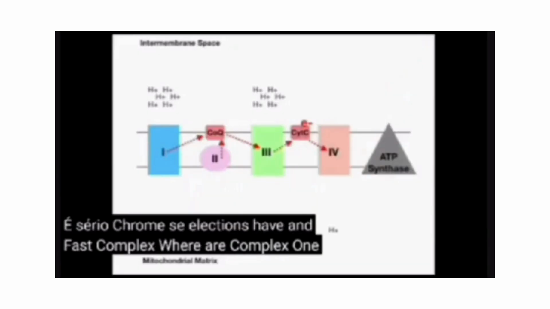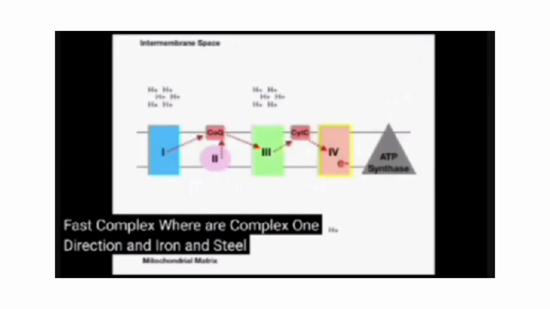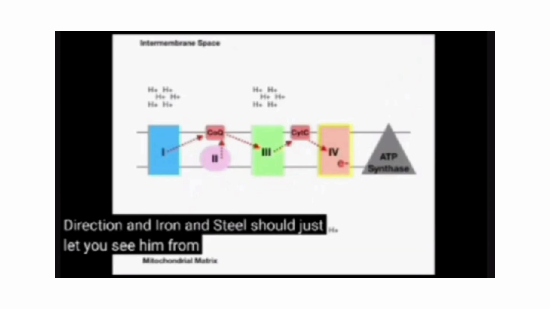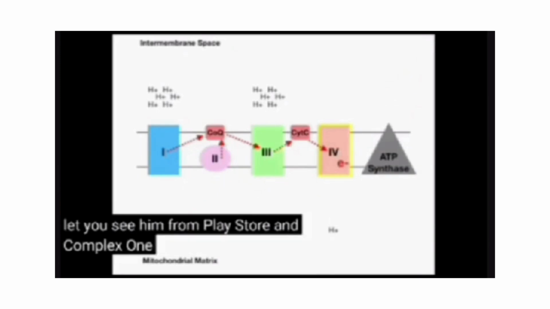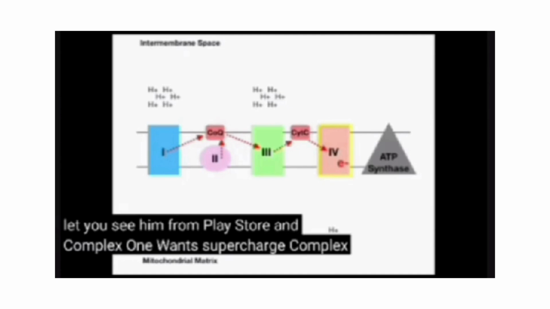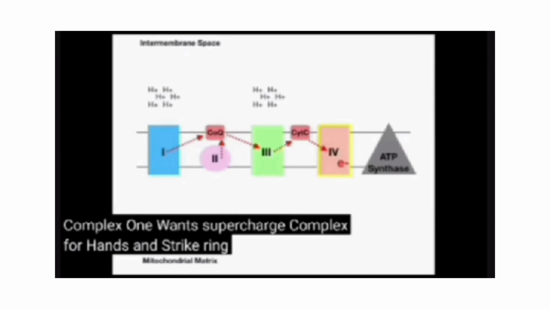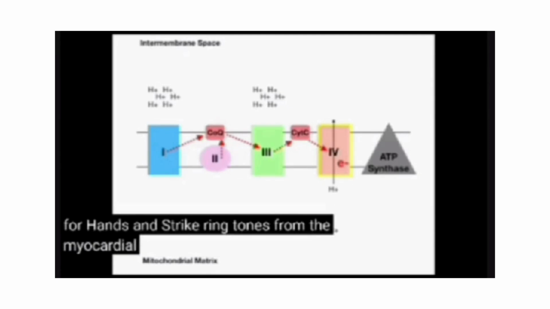The electron transport chain is the final stage of cellular respiration, occurring in the inner mitochondrial membrane. Here's a concise overview of steps 4 and 5. Number 4, cytochrome C oxidase. The function is that the complex transfers electrons from cytochrome C to molecular oxygen, the final electron acceptor.